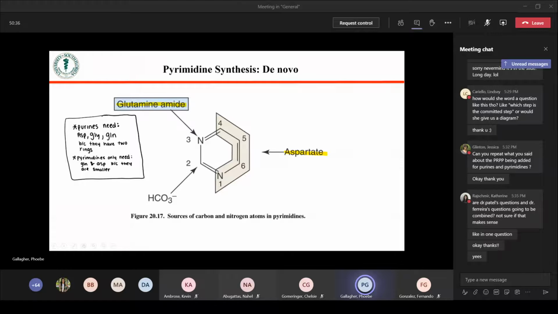Okay, so here is what you need for the nitrogens for pyrimidine. Since pyrimidine is only going to be 1 ring, you're not going to need as many nitrogens. So that's why only 2 amino acids play a role in supplying the nitrogen. So know what these 2 amino acids are and be able to compare them to purine synthesis. While purines need aspartate, glycine, and glutamine, pyrimidines only need glutamine and aspartate. So they're missing the glycine. They don't need the glycine. So know that.